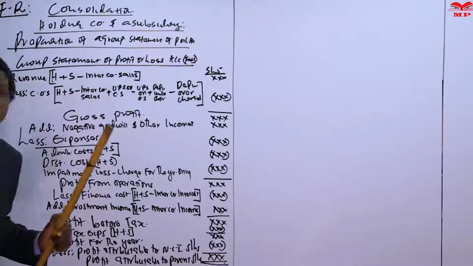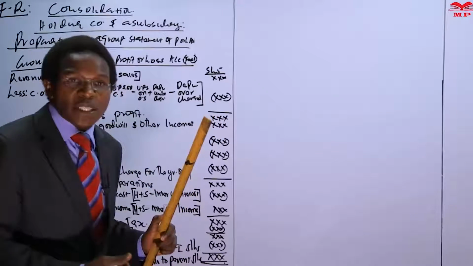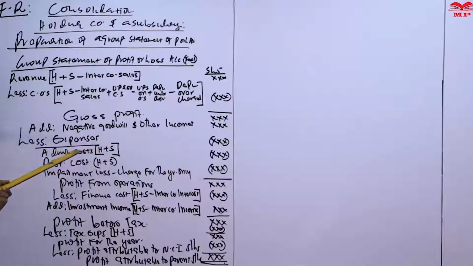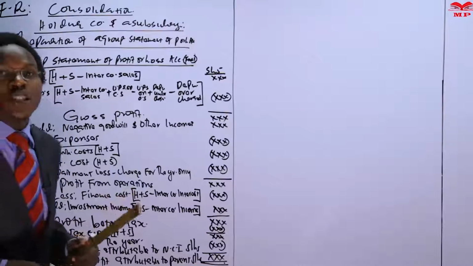Then we have negative goodwill under other income. Negative goodwill is a profit because if we are paid less purchase consideration than what we have acquired, that is a profit. Then we come to expenses. Admin expense, you take the one for the holding company plus the one for the subsidiary. Distribution cost, you take the one for the holding company plus the one for the subsidiary. Impairment loss, we have taken the charge for the current year. Then we have the finance cost, you take the one for the holding company plus the one for the subsidiary minus the intercompany interest expense.